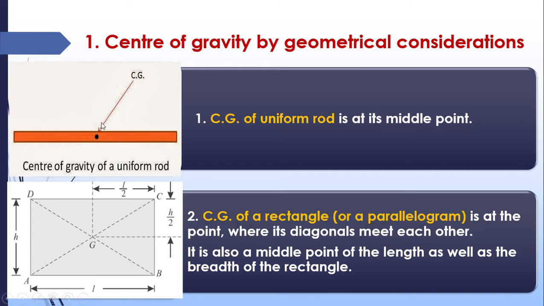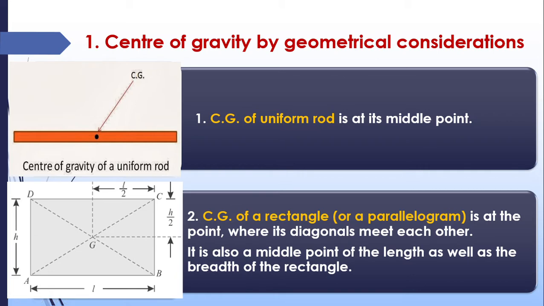So this is about a rod. Second thing is a rectangle or a parallelogram. In that case, where will the center of gravity be acting? Here we just have to draw two diagonals, diagonal AC and diagonal DB, to the rectangle or parallelogram. In the case of a parallelogram also we can do that. The two diagonals will meet at a point. That point will be the center of gravity of that particular figure, whether it is a rectangle or a parallelogram.